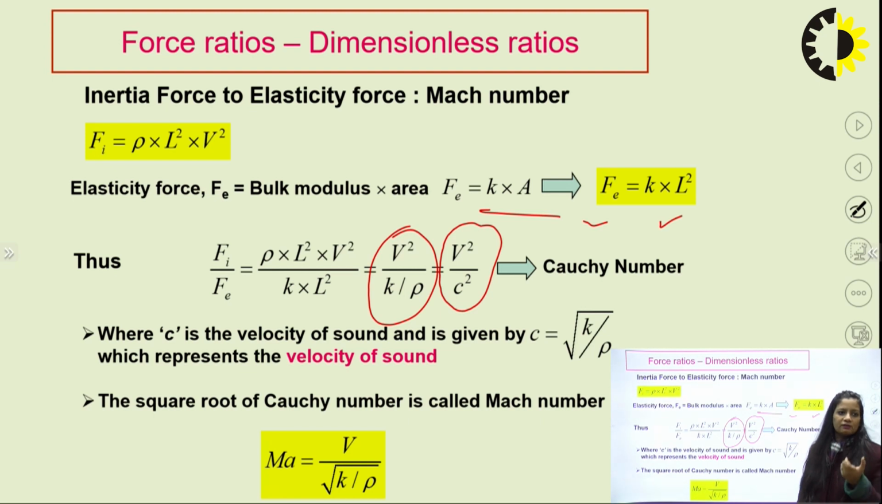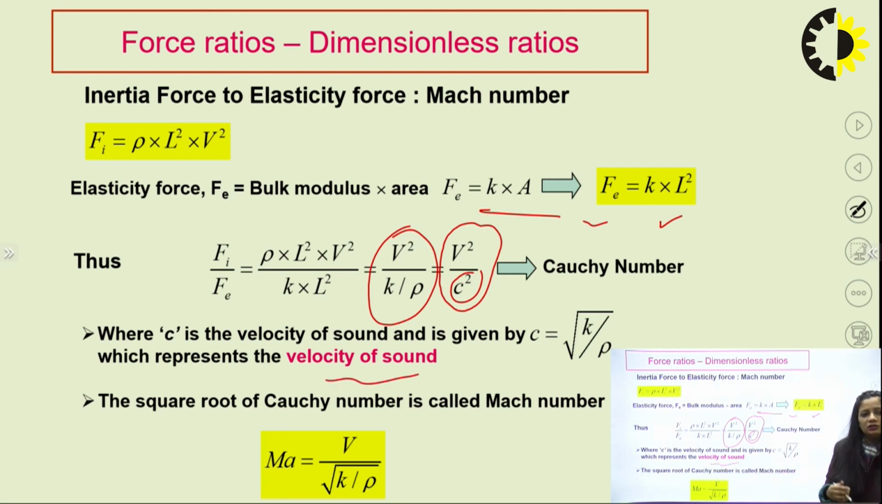You can take it as the velocity of sound, written here as C square. In the next line it is also written that C is the velocity of sound, given by C equal to root over K divided by rho, that is, bulk modulus divided by mass density, which represents the velocity of sound.